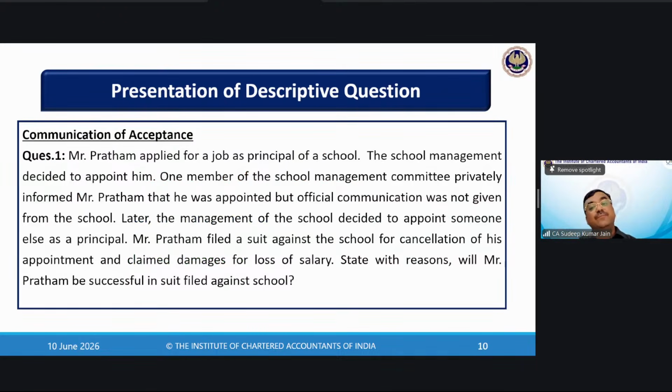Let's take the example of communication of acceptance, and I'm expecting the answer from your side also for the question I'm discussing with you. Mr. Pratham applied for a job as a principal of the school. The school management decided to appoint him. One member of the school management committee privately informed Mr. Pratham that he was appointed, but official communication was not given from the school. Later, the management of the school decided to appoint someone else as a principal. Mr. Pratham filed a suit against the school for cancellation of his appointment and claimed damages for the loss of salary. State with reason, will Mr. Pratham be successful in the suit filed against the school?